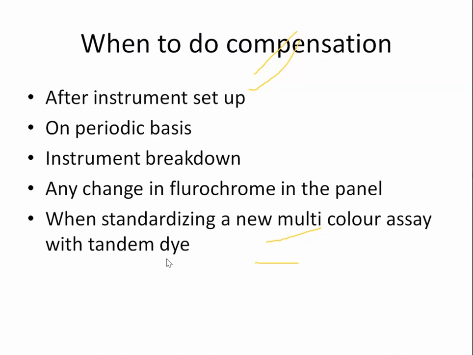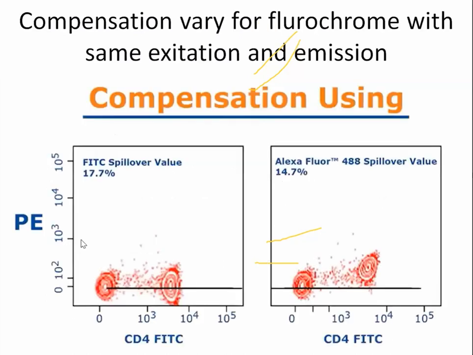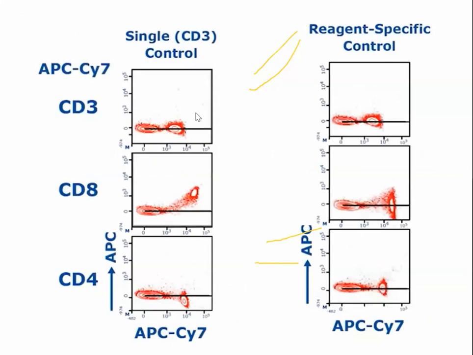When standardizing a new multicolor assay with the tandem type, that also you need to take into consideration. See, this is what I told you. So FITC is adequately compensated. So instead of FITC, if I use another fluorochrome, Alexa Fluor 488, you see there is a spillover. Okay, I'm sorry, some mistake. So that you need to check. Similarly, single stain control, you need to use specific controls. If you are using CD3, you should use only CD3. You cannot use it with other fluorochromes.